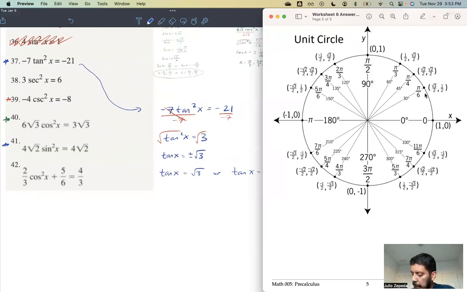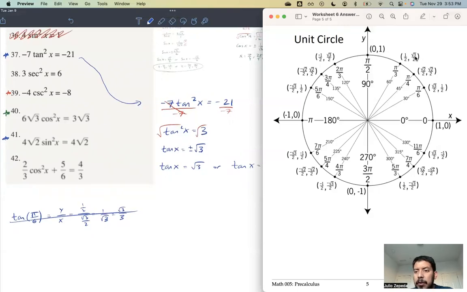Let's see. The tangent of pi over 6 is equal to, so remember y over x, the y coordinate divided by the x coordinate, so 1 over 2 divided by square root 3 over 2, and the 2's cancel, you get 1 over the square root of 3, not the square root of 3, right? It's the reciprocal. So if you wanted to rationalize this, you could, but it's not the square root of 3. So no, that angle does not work. The pi over 6 is not a solution.